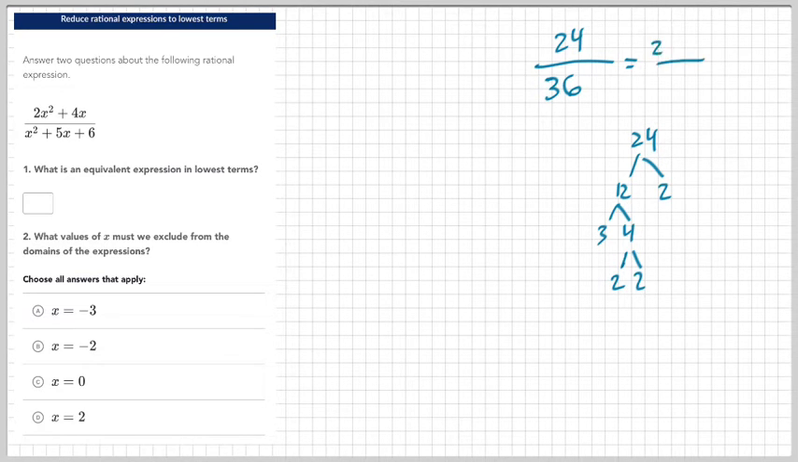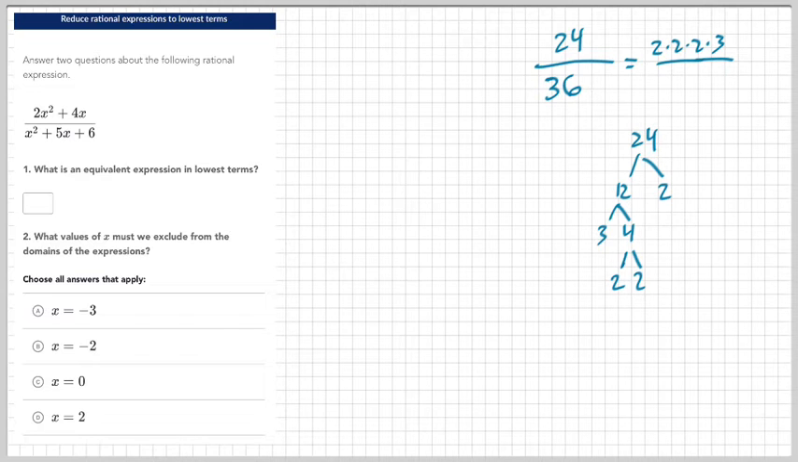So now I have 2 times 2 times 2 times 3. Do you guys see where I got those? 2 times 2 times 2 times 3. Let's see, does this work? What's 2 times 2? 4. Times 2? 8. And times 3? 24. All right, it worked. It always works. This is called prime factorization.